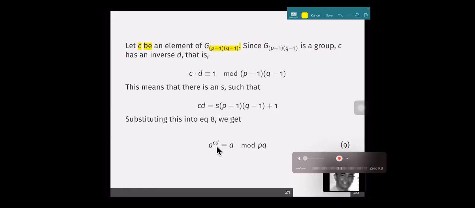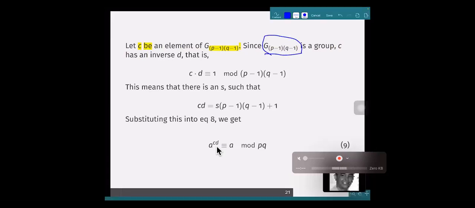What does it mean? It means that C has an inverse. That's why it's very important that it's a group, so that we know that C has an inverse. Otherwise, if it's not a group, we cannot say that it has an inverse, and the whole RSA will collapse. So that's why it's important to realize that this one is a group. And because it's a group and C is a member of that group, then it has an inverse D.